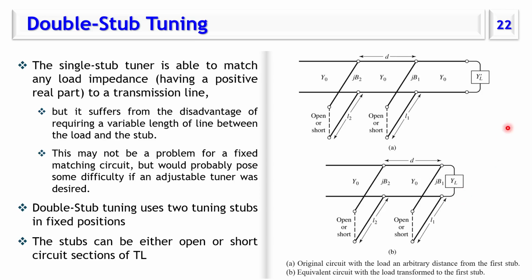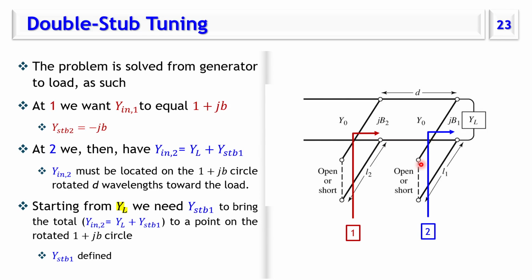Okay, so this is the problem that we solve. It is general, because any problem can be reduced to this one. If we can solve this one, we can solve any general problem. So the idea here to solve the problem: at point 1, we want the input admittance to equal 1 plus jB. So Y stub 2 would equal minus jB. Okay, so the problem is solved like this.